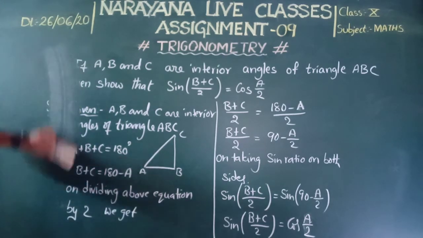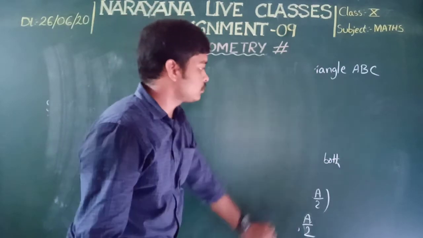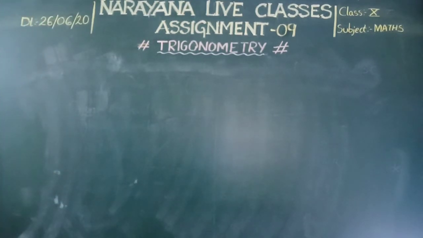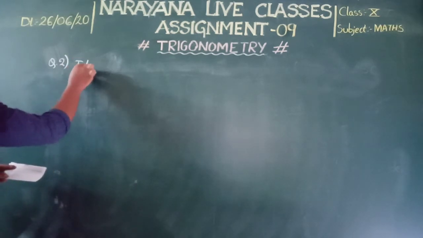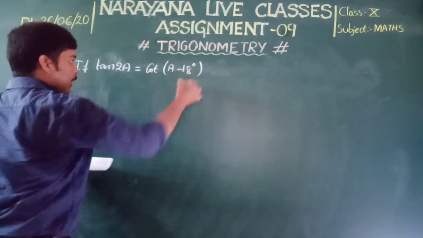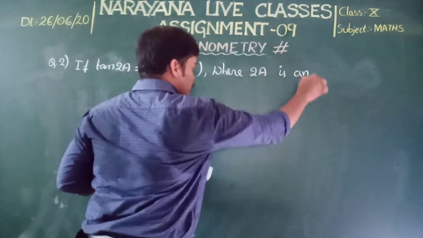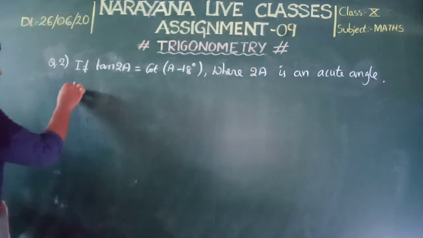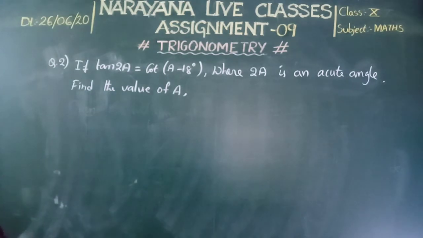Now next problem. Question number 2. If tan 2A is equal to cot (A minus 18 degrees), where 2A is an acute angle, find the value of A.